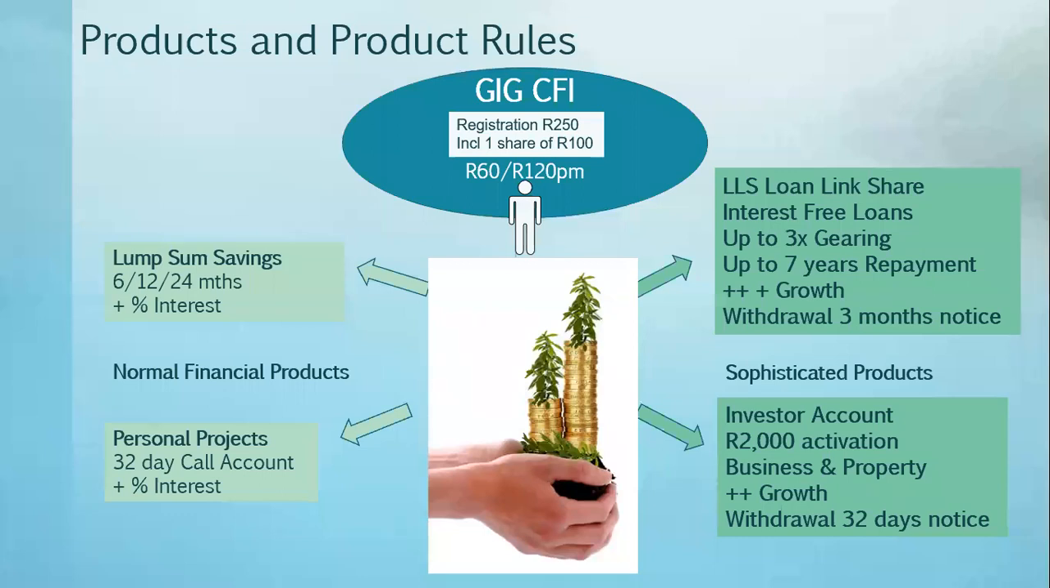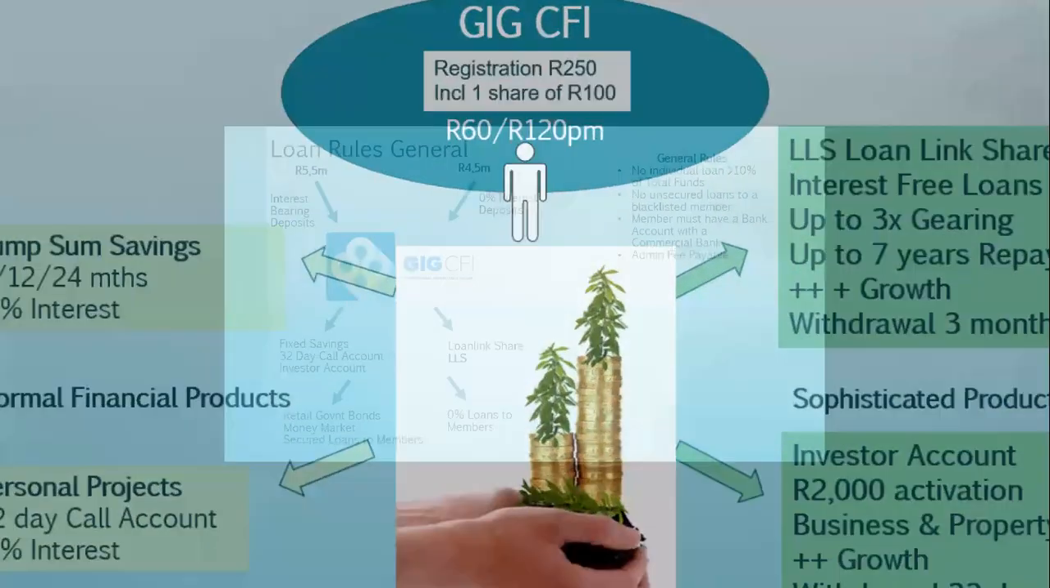The whole idea, however, is you build up your own financial model or your funding mechanism so that in future you can know that forever and a day you and your family can have access to an interest-free loan, subject to the amount of money that you have invested. All right, so those are the 4 products and the product rules for each of the products.